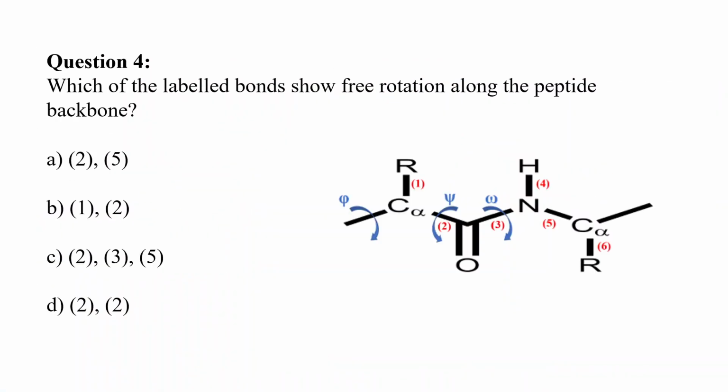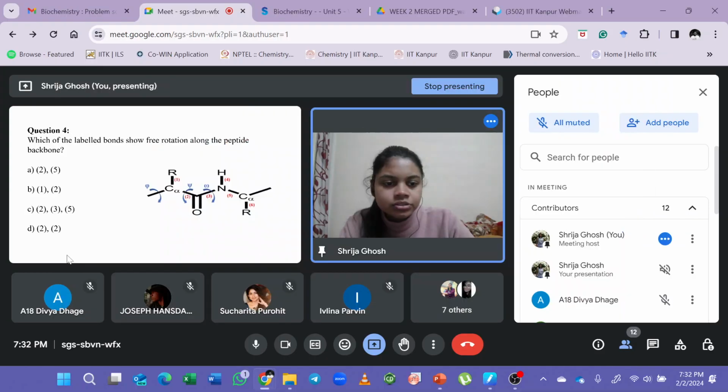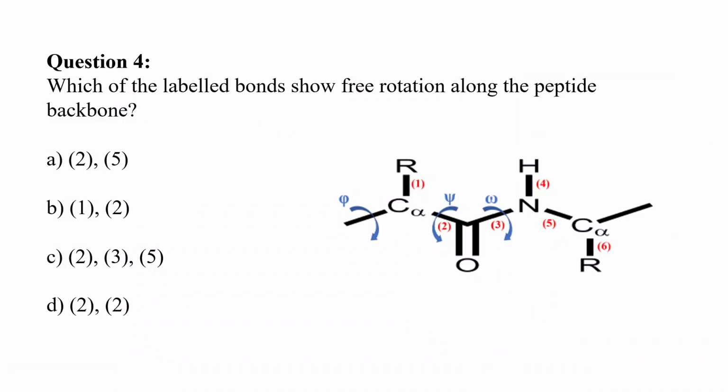So the next question, number 4: which of the labeled bonds show free rotation along the peptide backbone? Here a peptide backbone is shown. We have to tell which of the labeled bonds will show free rotation along the peptide backbone. Does anybody want to answer this question? 2 and 5. Yes, that is the correct answer, 2 and 5. Now why 2 and 5, we will see now.